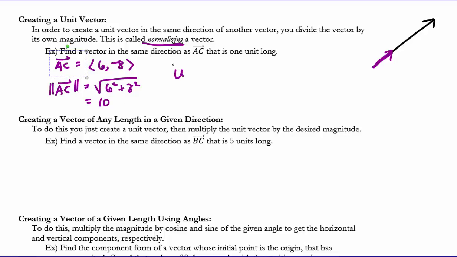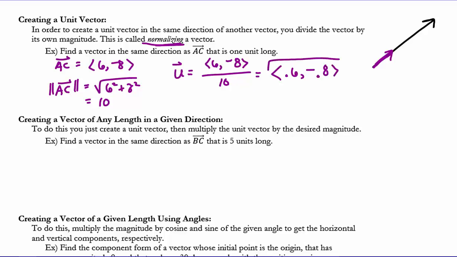And then the unit vector, which sometimes, but not all the time, we'll just call U for unit, is really just going to be AC divided by its magnitude. So the unit vector is going to be 0.6, negative 0.8. And that is going to be 1 unit long and in the same direction.